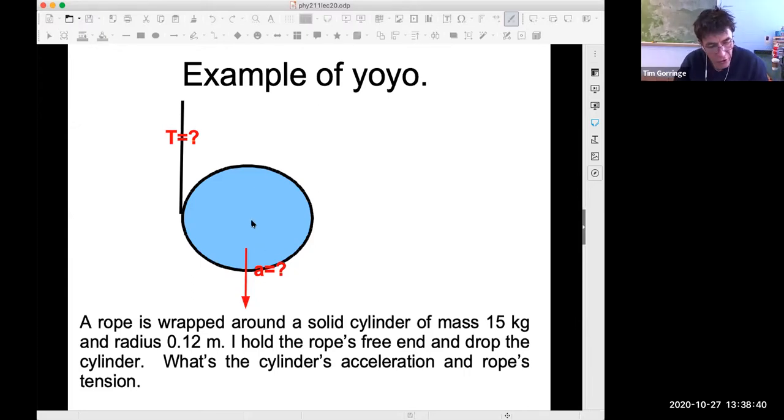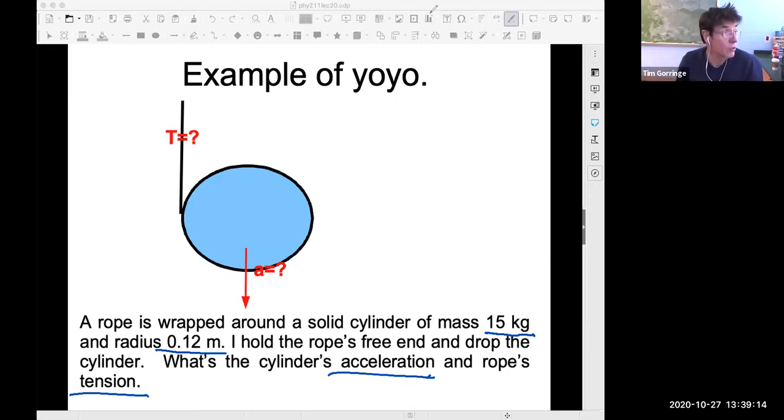I'm going to treat the yo-yo as a solid cylinder. Its mass is 15 kilograms. Obviously, the real one wasn't 15 kilograms. I wouldn't be able to pick it up. Its radius is 0.12 meters. Obviously, the real one wasn't 0.12 meters. But these are examples of a mass and a radius of a cylinder that we're going to let fall like a yo-yo. And we're going to calculate the acceleration of the yo-yo and the tension in the string. So let's go ahead and do that. We can do this problem a bit quicker, which we need to do because it's related to the prior problem.